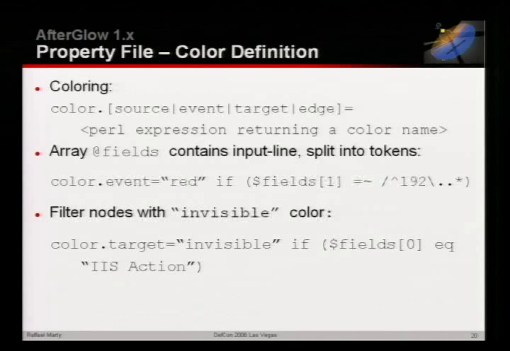Then if you want to filter the nodes, you just use color.invisible. Same idea. You say invisible, then if the first column equals IIS action, it won't be shown.